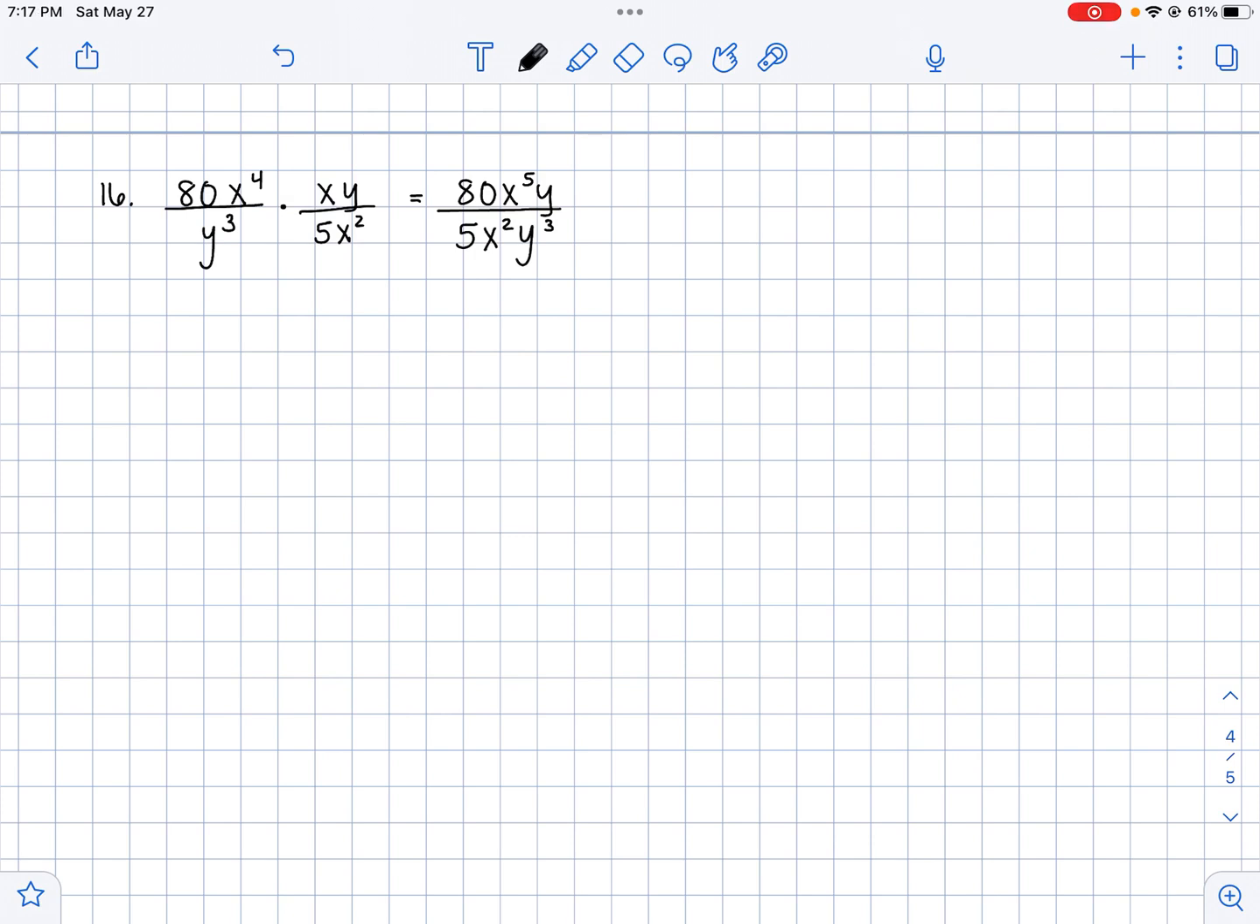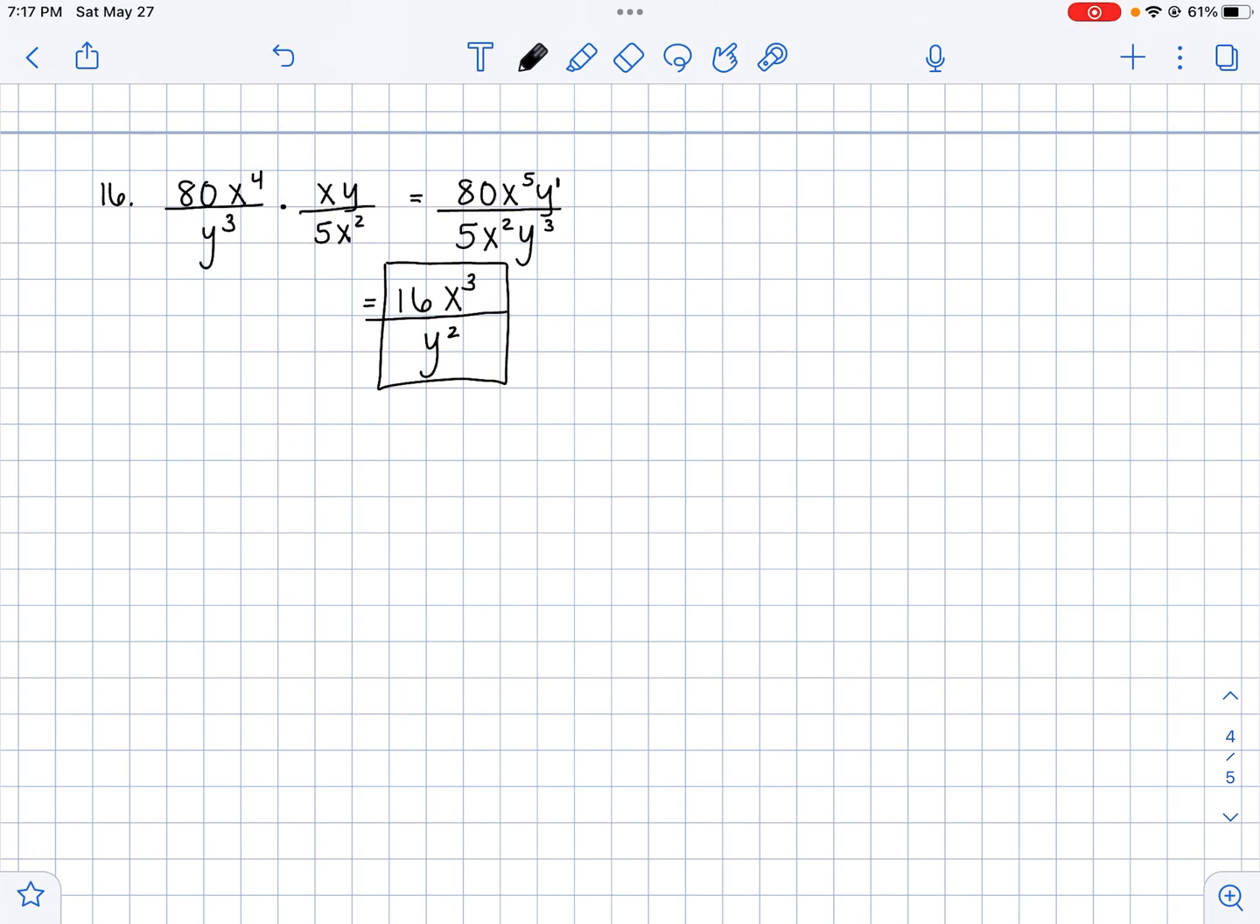So I'm going to go ahead and reduce. So 80 divided by 5 is 16. And then 5x is on top, 2 in the bottom. I subtract my exponents. I have 3 left on top. And then 1y on top and 3 on the bottom. I subtract them and I have 2 left in the denominator. So 16x cubed over y squared.